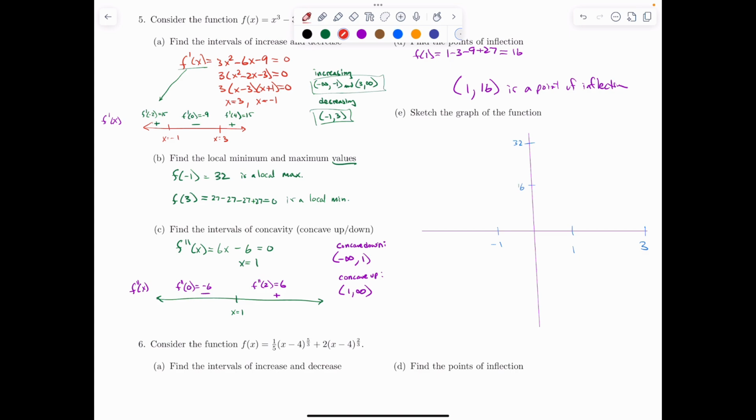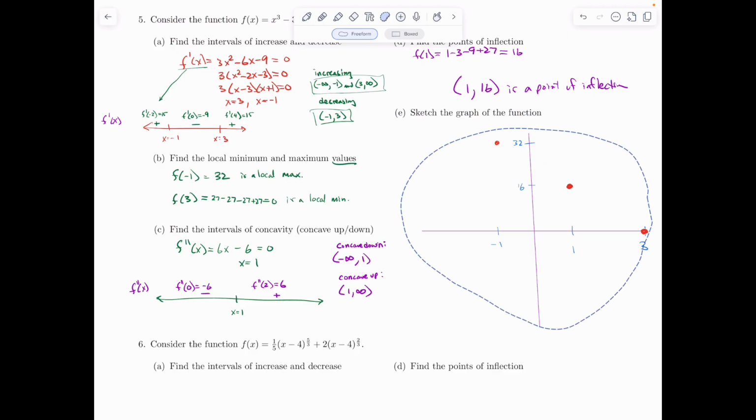Okay. 1 and 16 is the point of inflection. -1 and it's 32, is that right? Yes. That is going to be my maximum. 3 and -1 will be my minimum. Or sorry, 3 and 0. Wasn't that right? Yeah, 3 and 0. Let's see, I'm just going to slide this over a bit.